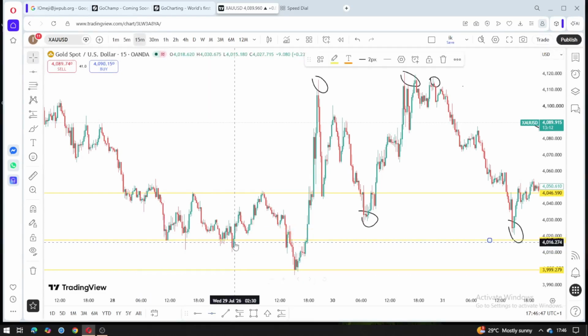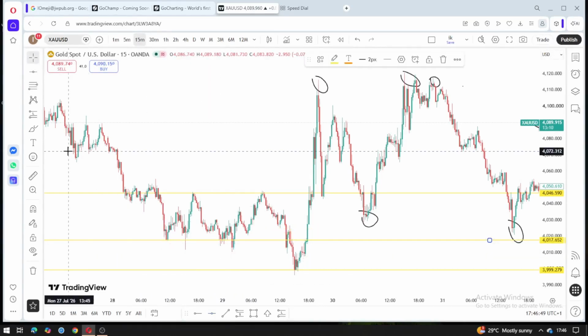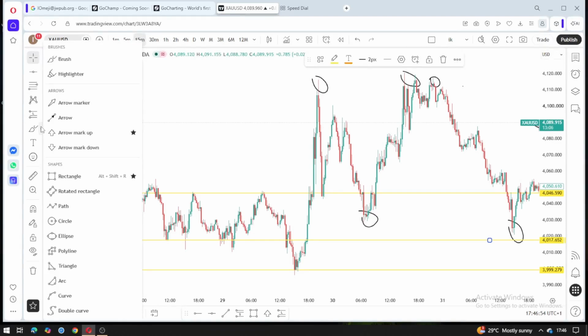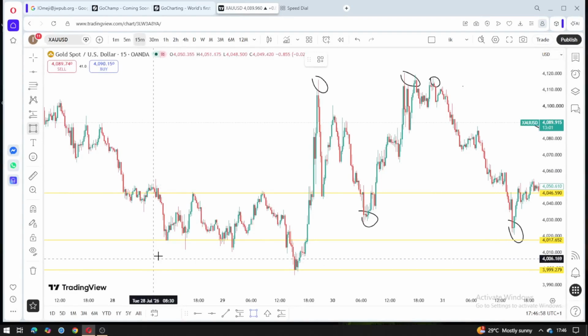All right. So all these points are like points of zone. Let me demonstrate, using one to show how you mark out a zone. Okay, I pick my rectangular tool.